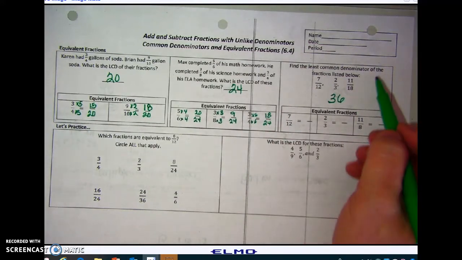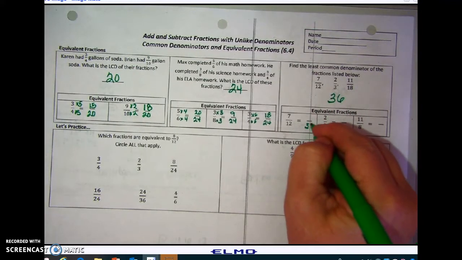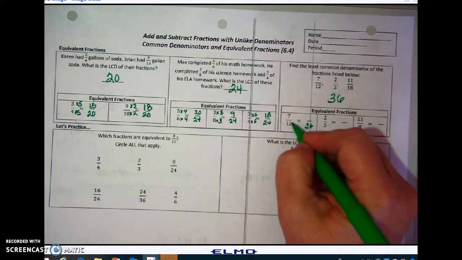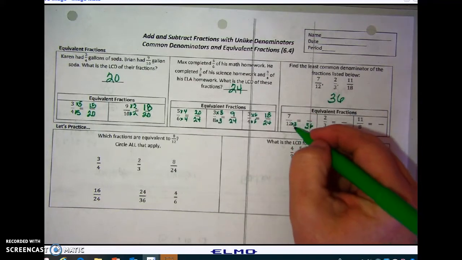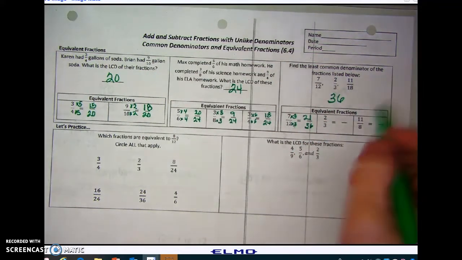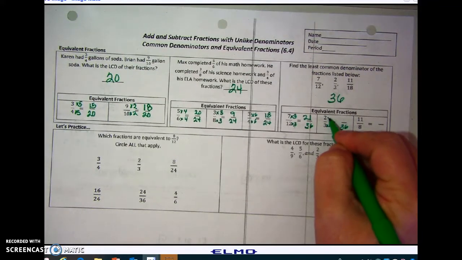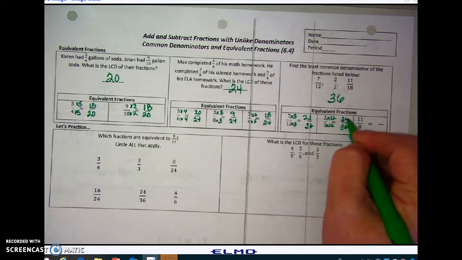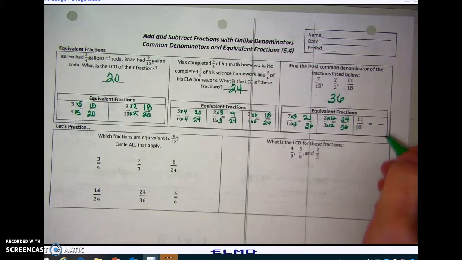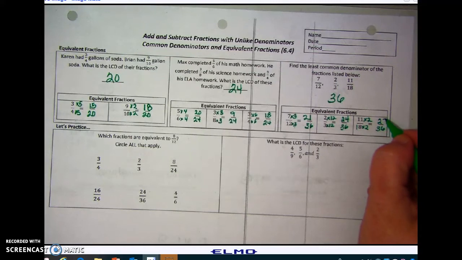When we look at the least common denominator of the fractions listed below, we've already determined that it's going to be 36. I'm going to put 36 here. And 12 times 3 is 36. What I do to the denominator, I do to the numerator. So 7 times 3 is 21. Again, 36. And I know that 3 times 12 is 36. And 2 times 12 is going to be 24. This is supposed to be 18, not 8. So I apologize for that. I have 36 here. And 18 times 2 is 36. And 11 times 2 is going to be 22.